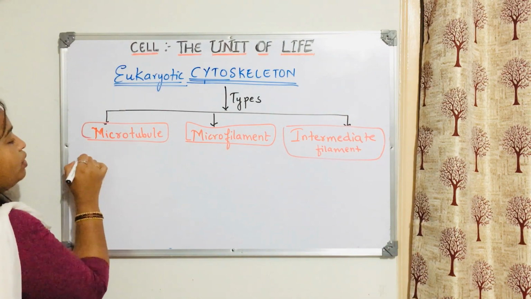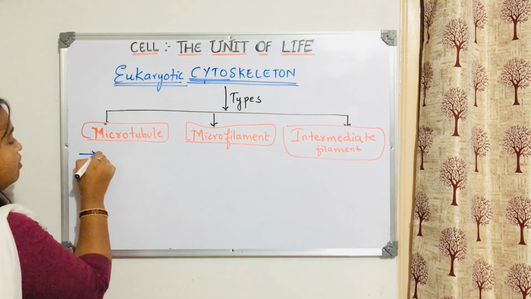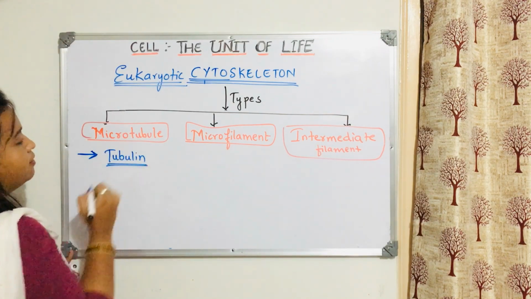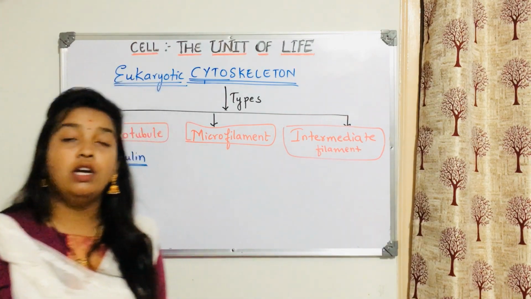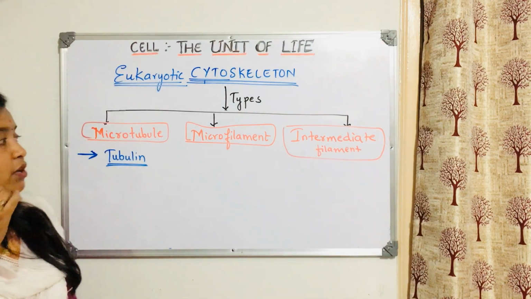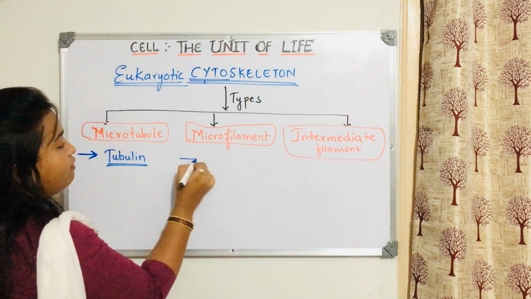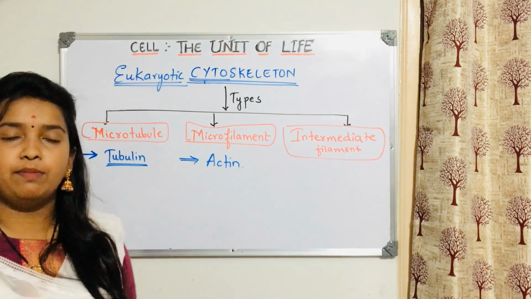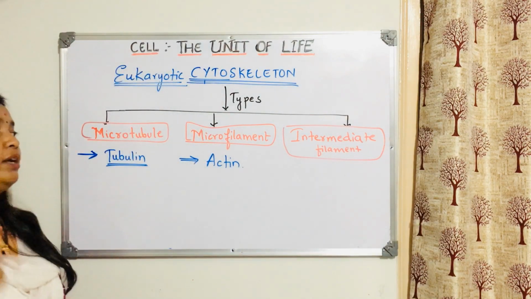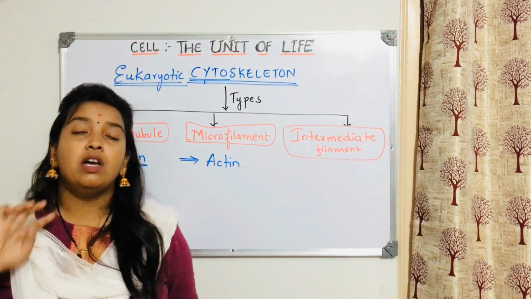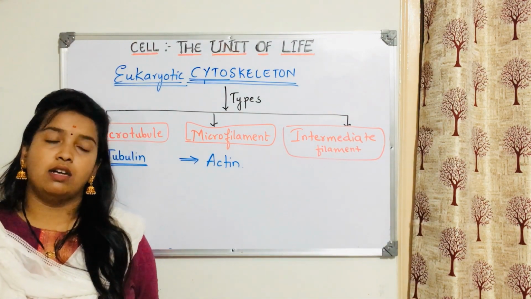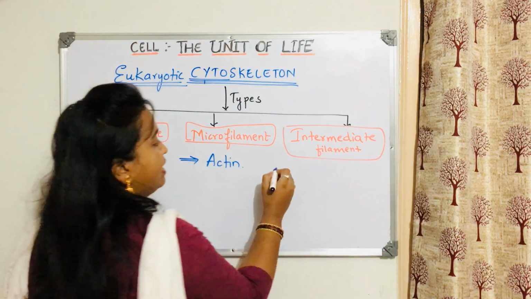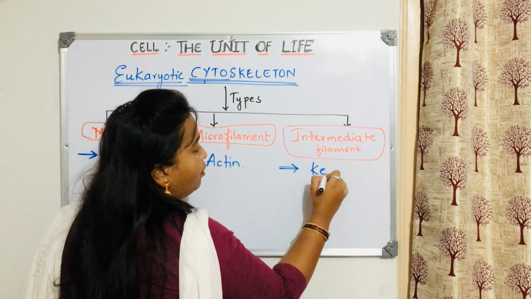So first of all, remember, microtubule is made up of protein, and that protein is tubulin protein. Then coming to microfilament, it is made up of actin protein. Coming to intermediate filaments, they are made up of various proteins. So we cannot go on naming every protein. In total, we can say it is made up of a family of keratin protein.